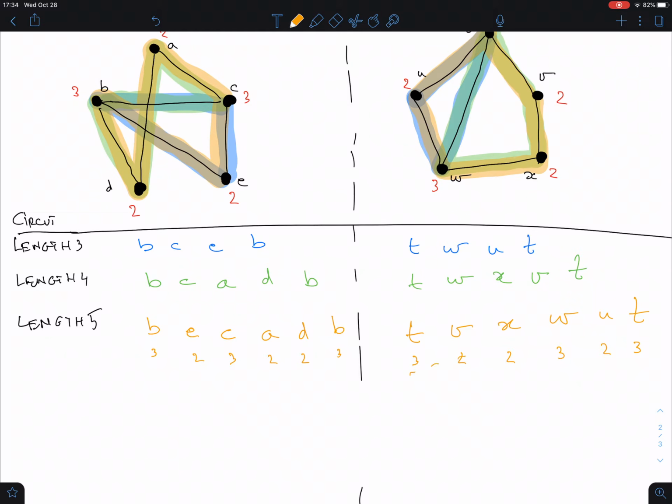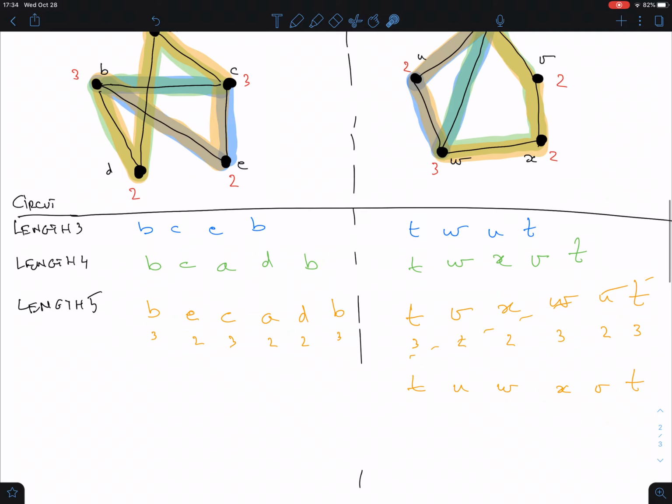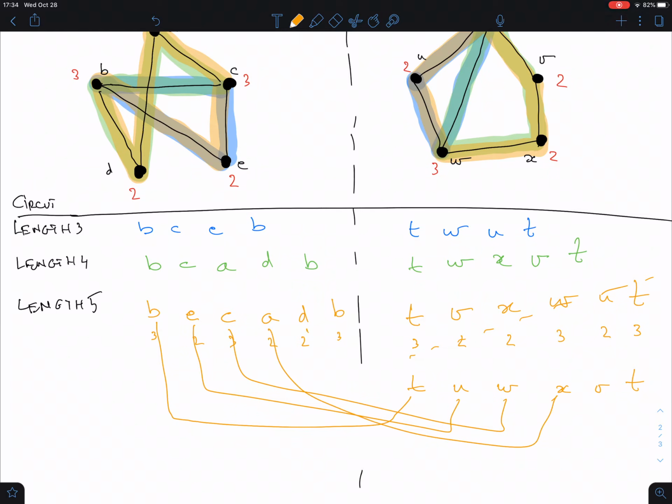So I'm going to rewrite this path as T, U, W, X, V, T. It's the same path, I just walk through it differently. And now the advantage is that the degrees correspond to degrees. And therefore, I now predict that the correspondence that I want is B goes to T, E goes to U, C goes to W, A goes to X, D goes to V, and B goes to T. Well, that's of course we did that already. Okay, it's tedious, but let's do this.